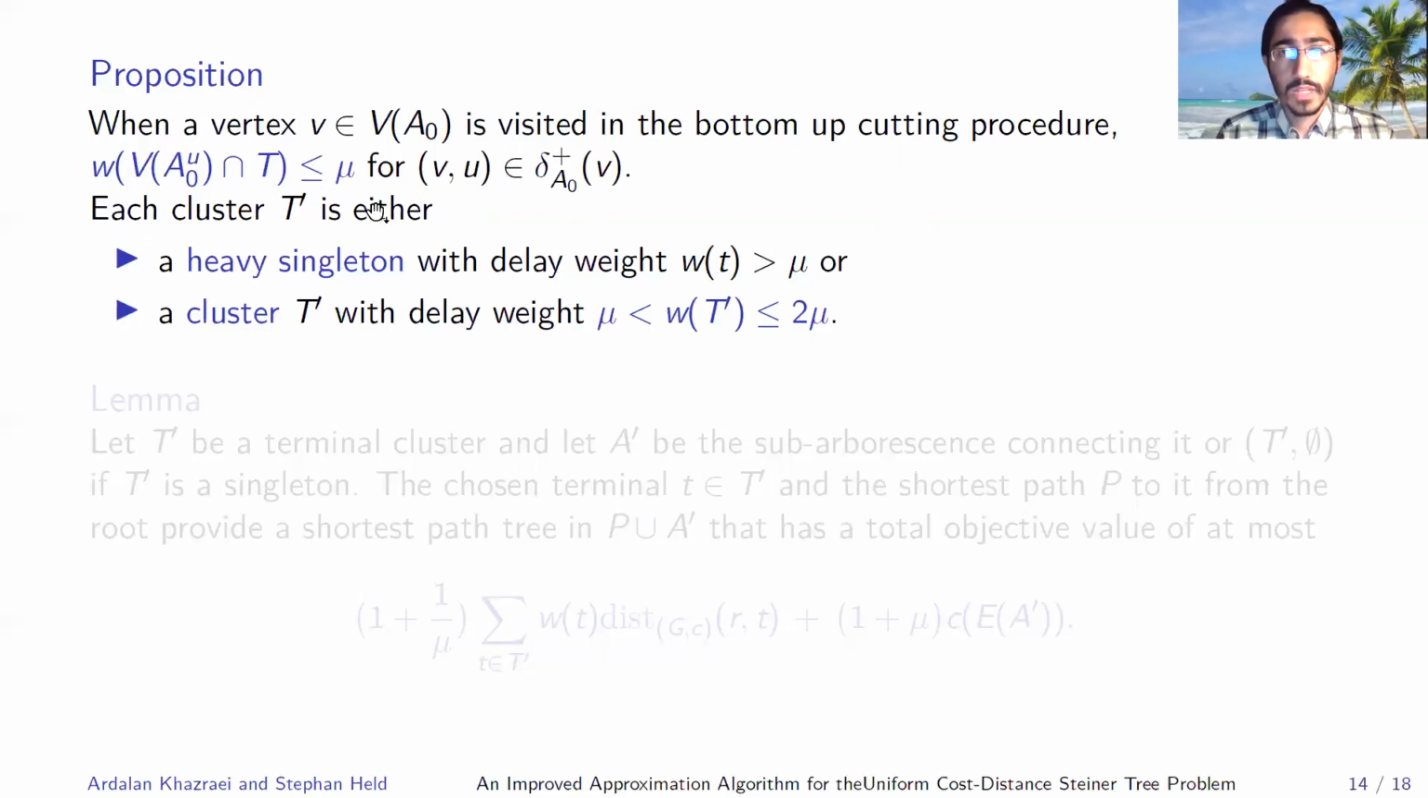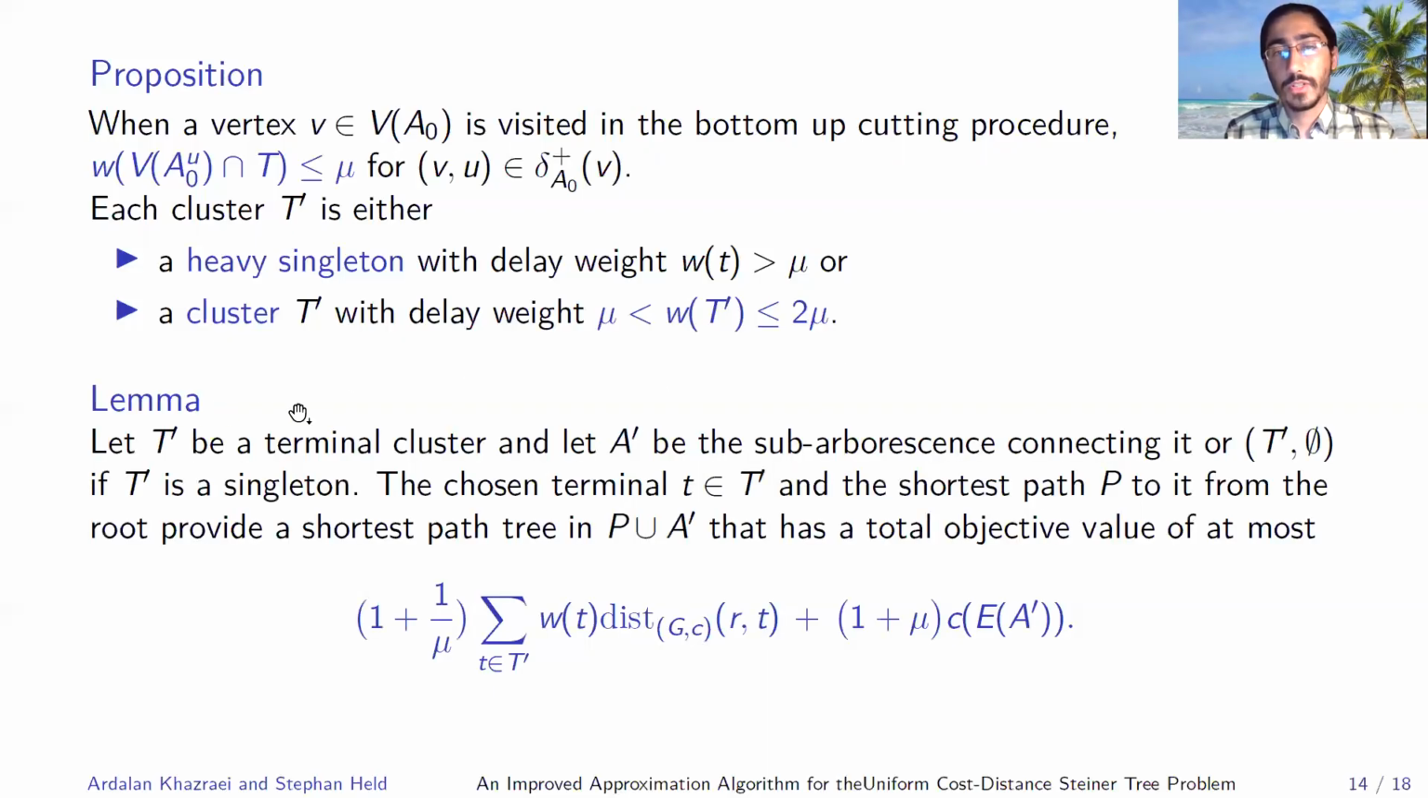visited. And now, since the root of a subarborescence may only have at most 2 outgoing edges because of the pre-processing step we performed to make the tree binary, for a terminal cluster T prime that is not a heavy singleton, which does not require a subarborescence to connect it since it's only one terminal, a multi-terminal cluster T prime will have a sum of edge delays at most 2 times the threshold, 2 mu, since the right and left subarborescences of the root of the entire subarborescence connecting this terminal each may carry at most mu sum of delay weights.